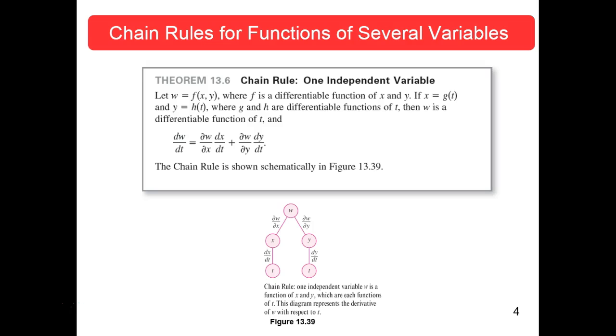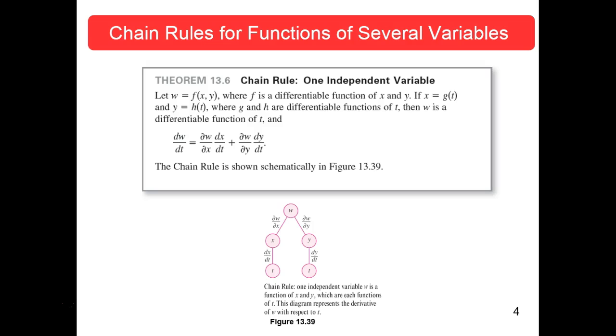To go from here to there, this is what they're saying here. You first go partial of w with respect to x times the derivative of x with respect to t, add to that the partial of w with respect to y times the derivative of y with respect to t, and that gives you the derivative of w with respect to t.